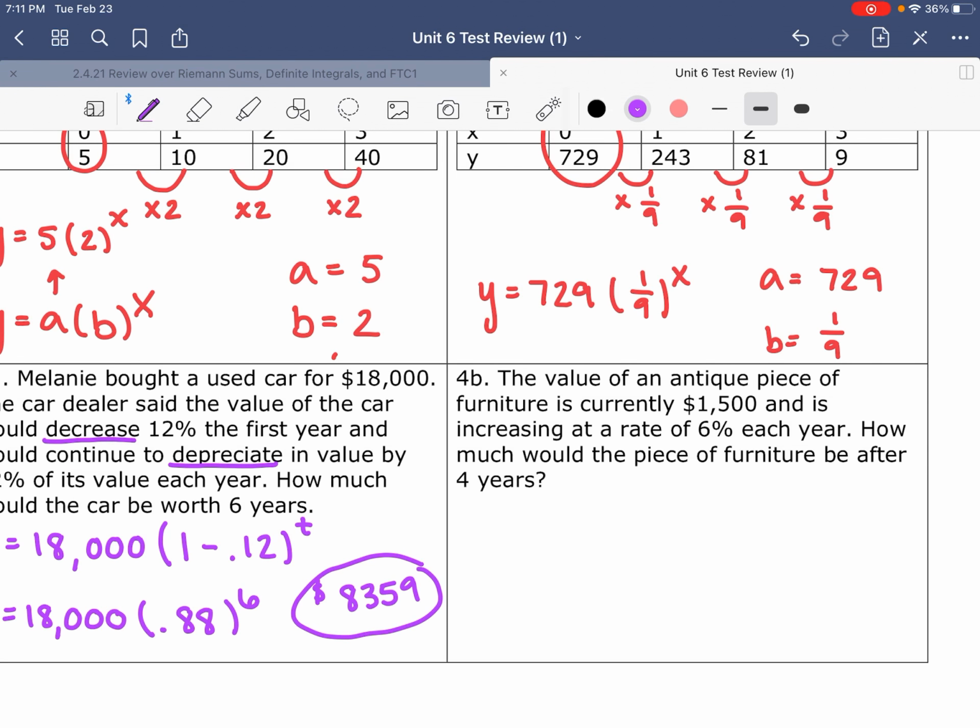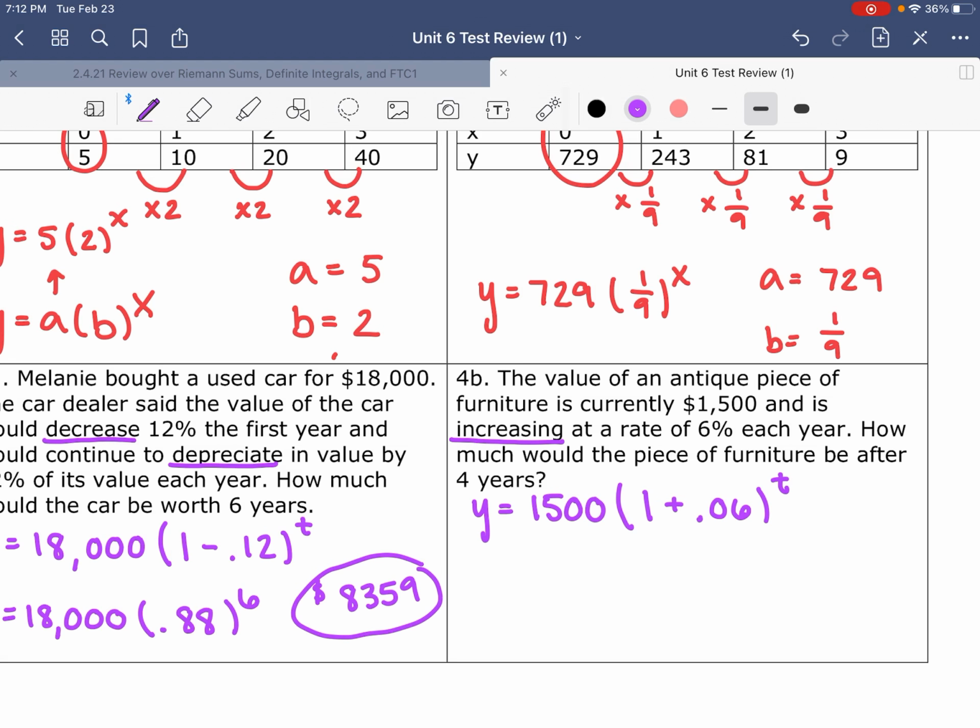Okay, 4B, it says the value of an antique piece of furniture is currently $1,500, and it's increasing at a rate of 6% each year. How much is it worth after 4 years? So I'm going to have y equals, notice we need A, which is our initial amount, and this one says it starts at $1,500. So that's going to be what's outside of the parentheses. We have a percent again, so we need that 1. And it's increasing, so that would be 1 plus. And we write 6% as a decimal, it becomes 0.06 to the power of t.